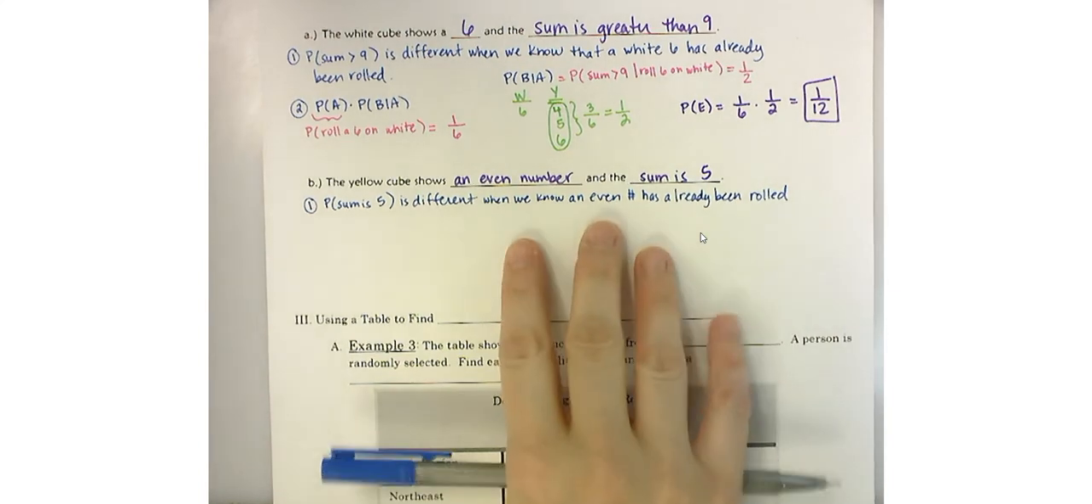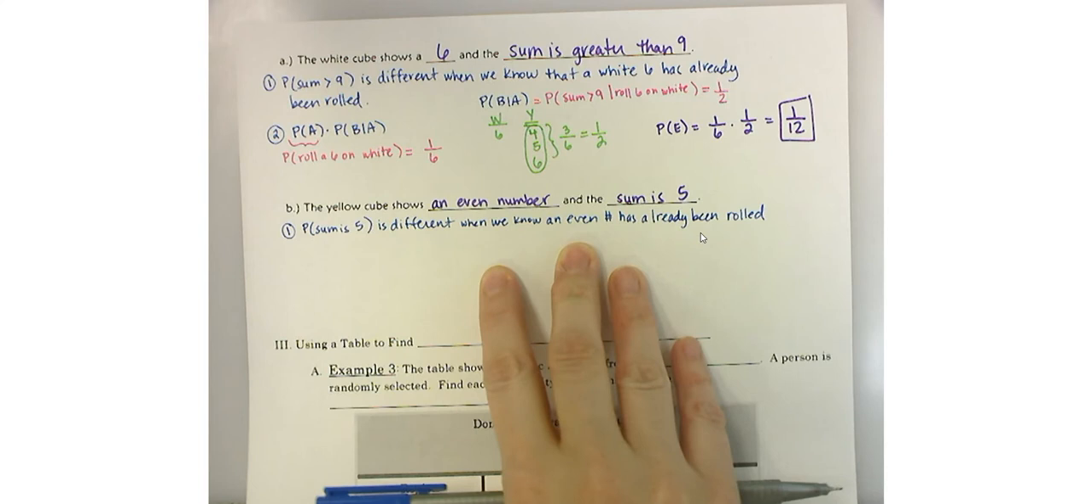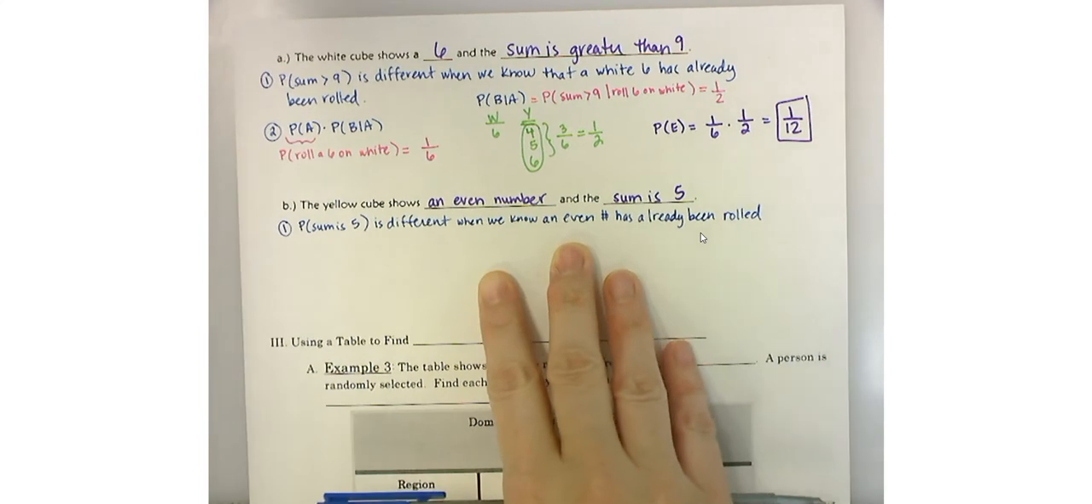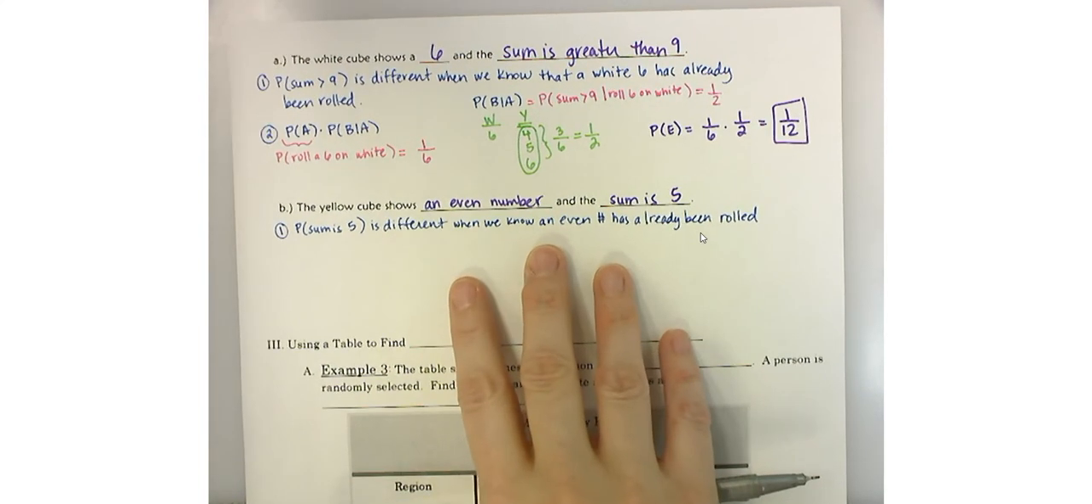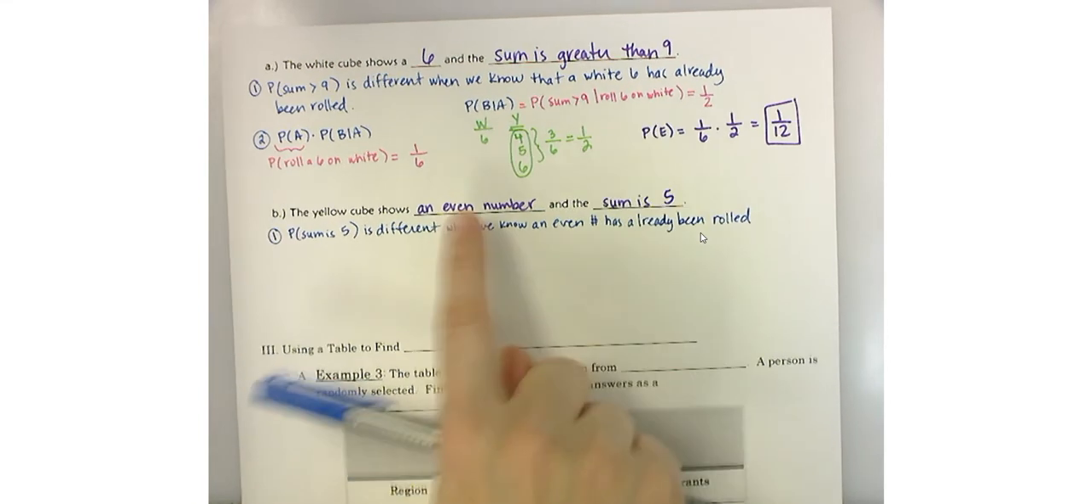And yes, if an even number is already rolled, then that's going to affect how many times your sum is going to be 5. Because there are times where you have an odd number, you could have like 1 and 4. This is only going to provide you with the even ones first. So let's find that probability.